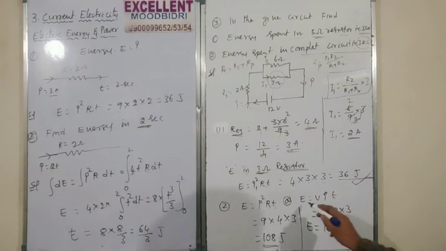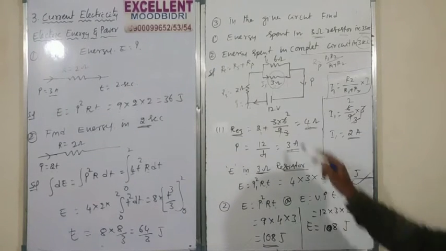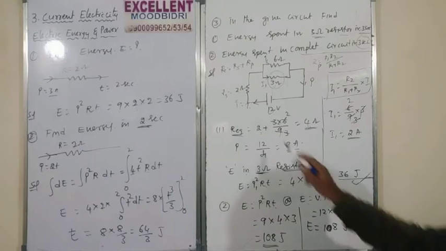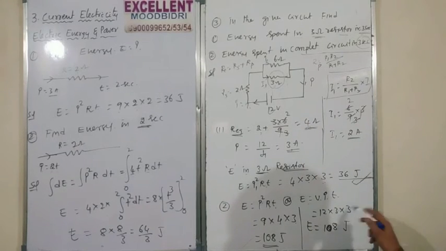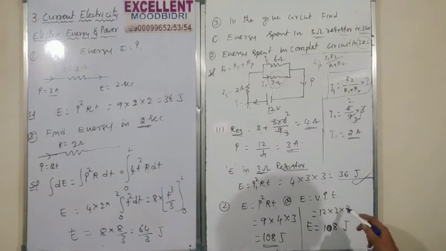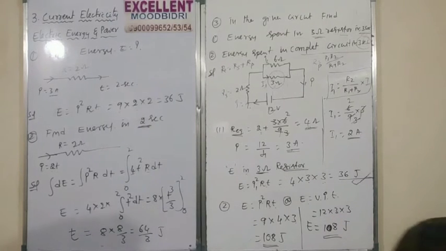Or else E is equal to VIT formula. V is equal to how much? 12 volts. I is equal to 3 amperes. T is equal to 3 seconds. So 3 times 3 is 9, 9 times 4 is 36, 36 times 3 is 108 joules. Right? This is right. Next.